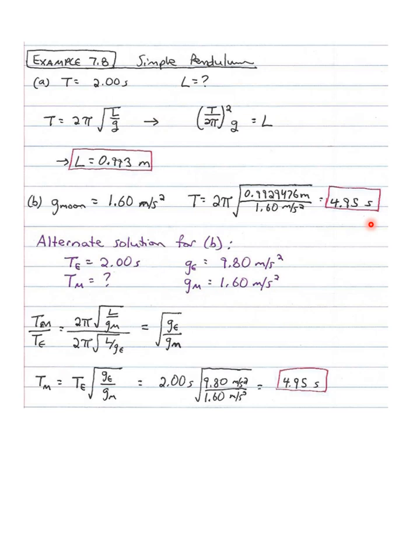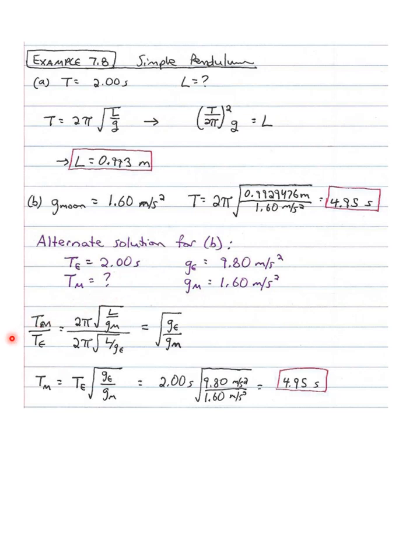Now, a neat technique, and the more you stick with physics, the more you'll see different techniques for solving different problems. Here's another way to solve question B. And the neat thing about this next technique is we don't actually need the length of the pendulum. If all we have is the period on Earth and the different strengths of gravity between Earth and Moon, we can solve directly for the period on the Moon without needing that intermediate step of figuring out the length of the pendulum.